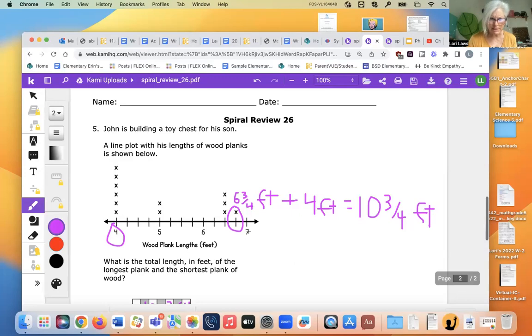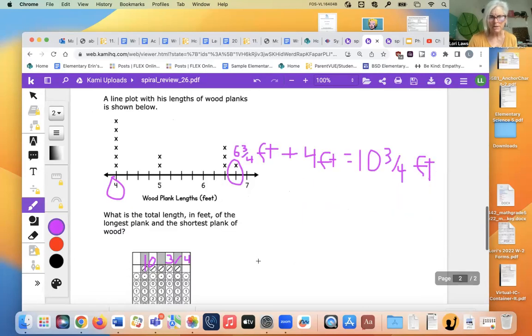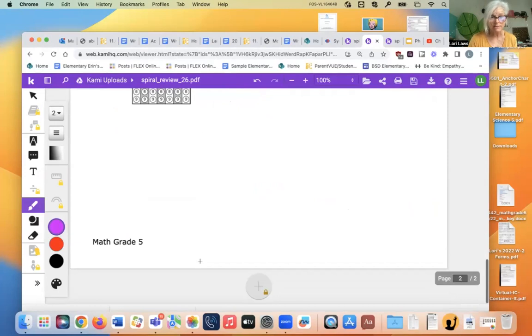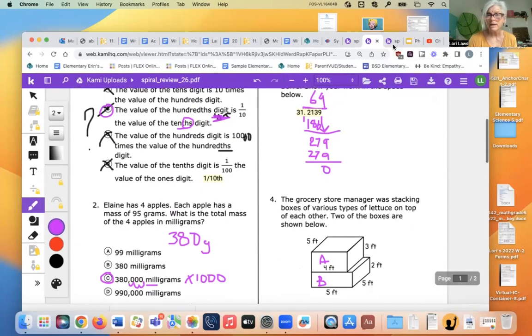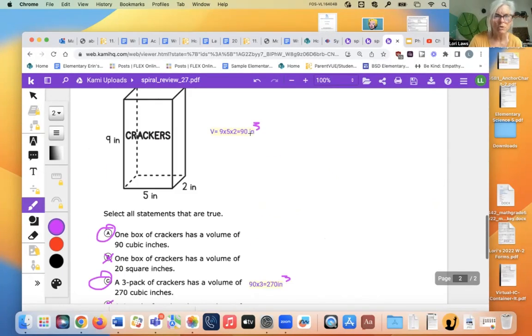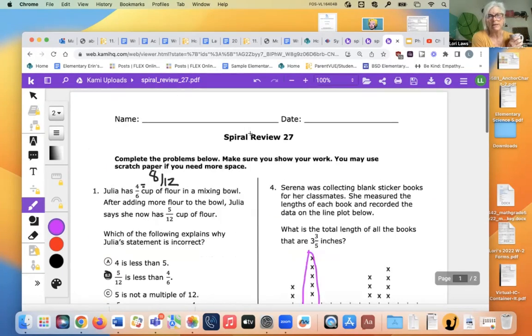So I looked between 6 and 7 and I said there's 1, 2, 3, 4. So each one of these is a fourth. So this is 6 3/4 feet. Plus 4 feet is 10 3/4, which I wasn't quite sure how they wanted you to fill that in, but I'd probably do it like that. 10 3/4. And the last page of Spiral Review. Spiral Review 27. You still there, Amadi?